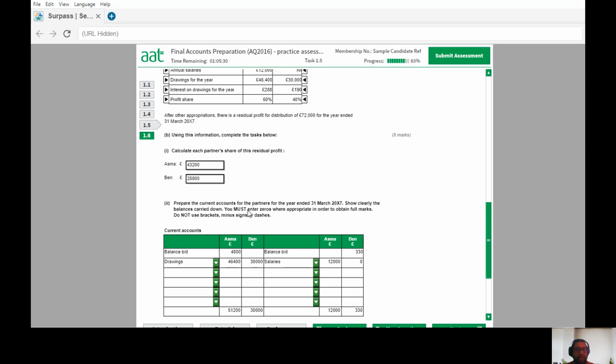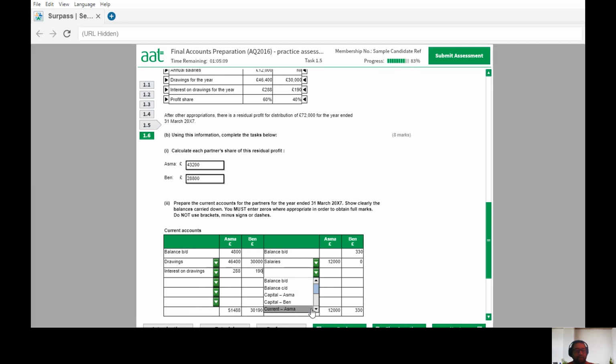And then next one, interest on drawings. What is that going to do? It's going to increase the amount they owe us, isn't it? So therefore, interest on drawings is going to go on the same side for £288, and this is going to be £190. Yeah, that's £190. Anything else, I need to put it down there.